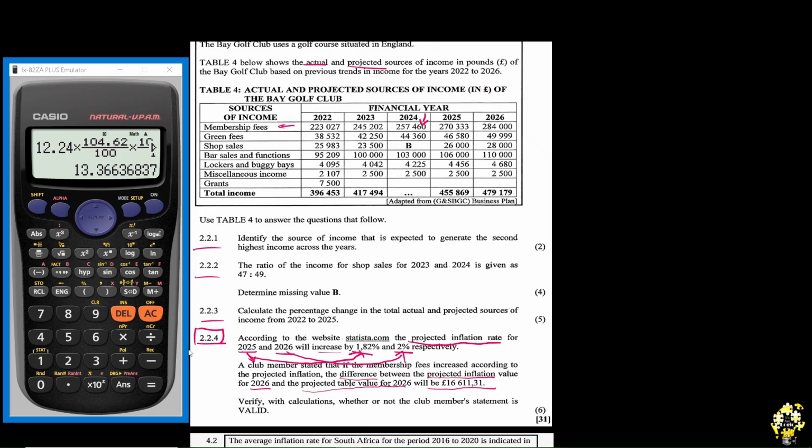Now, disregard B. You can answer B if you also want to. But for 2.2.4, where we are, this is what we are going to do. We are going to take the value for membership fees for 2024. Why are we taking 2024? Why couldn't we take 2023? The reason is because we've been given the inflation rate for 2025 and 2026. So the amount that we can use is for 2024. Then we account for inflation for 2025, and again for 2026. So where are we going? Forward or backwards? Of course, we are going forward.